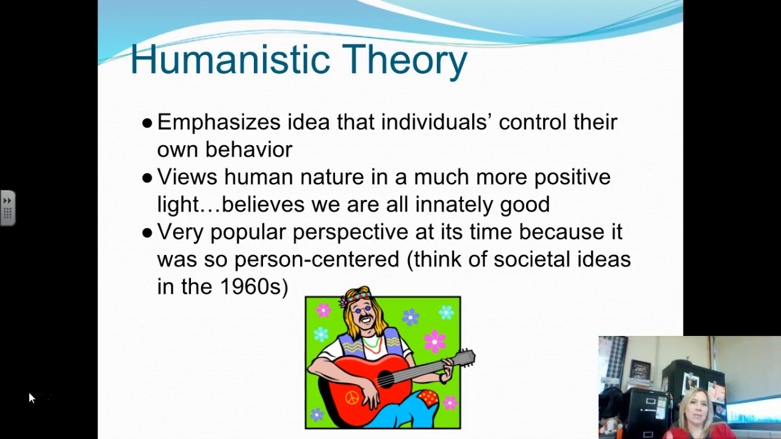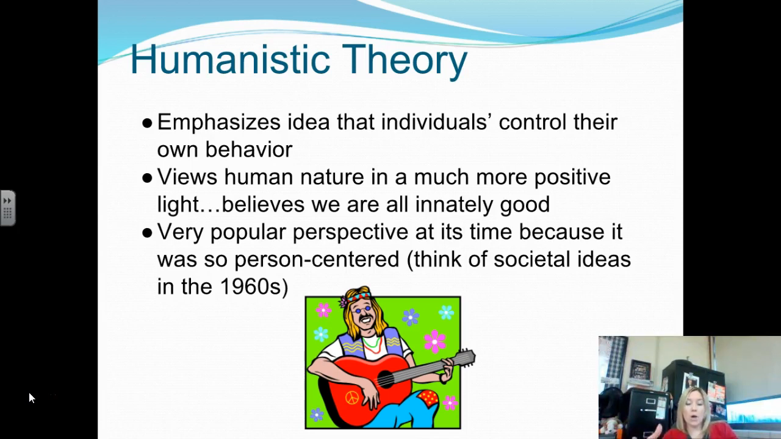And so for humanists, their overarching emphasis is that you control your own actions. The world doesn't. The situation doesn't. Your genetics don't. You do. You control what happens to you, okay? It's a much more positive view of human nature. They believe, for example, that we are all innately good and driven to do good things and be our best selves.